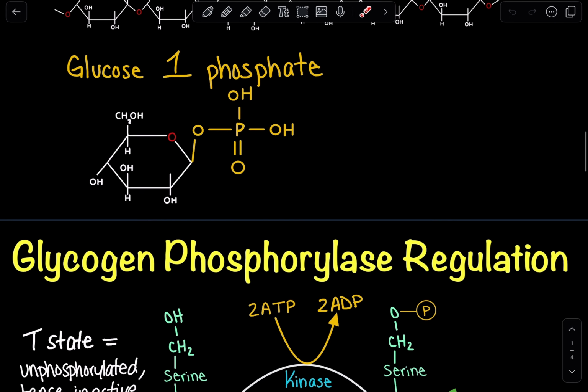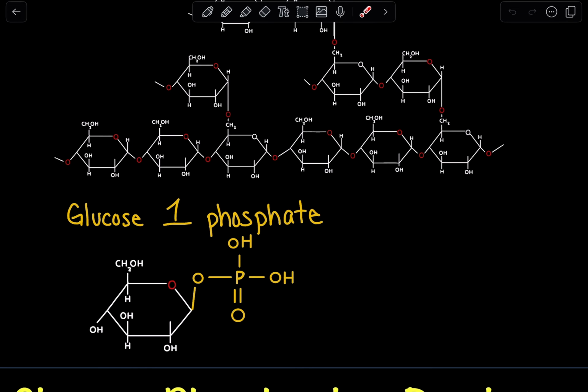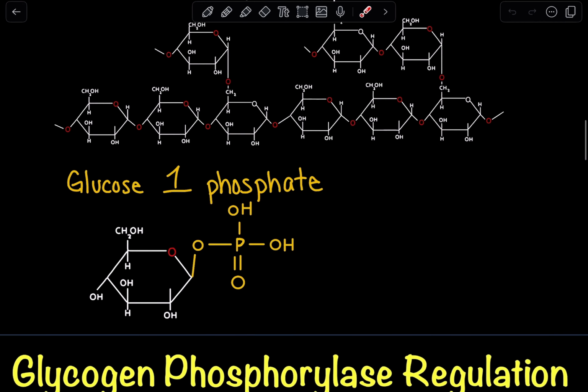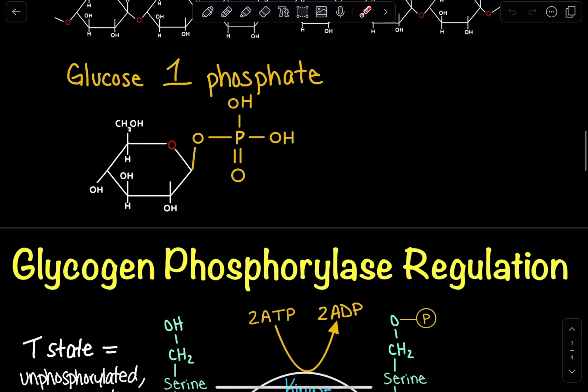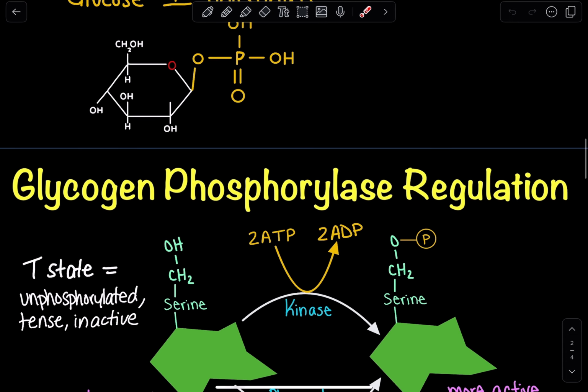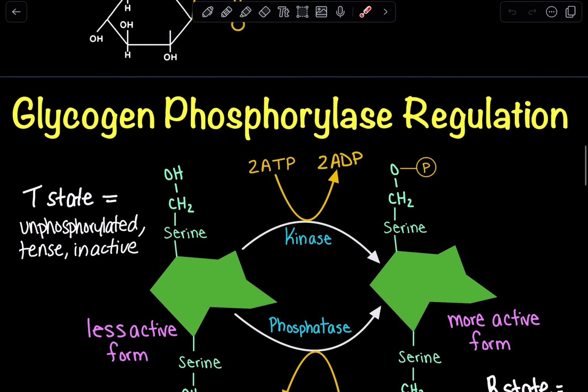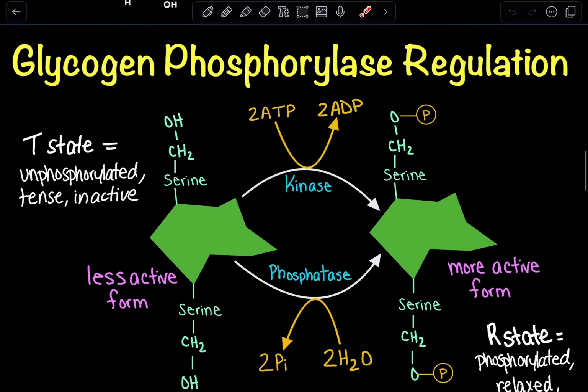So once again, glycogen phosphorylase is used to break down glycogen. Specifically, it's going to break the terminal glucose molecules and attach a phosphate to it. It's going to become glucose 1-phosphate, and then we'll see that conversion into glucose 6-phosphate and then into glycolysis. But with any enzyme in the human body, of course, we need regulation. And here we're going to go over how this enzyme is regulated.